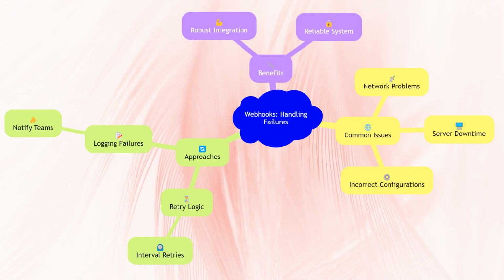Despite their benefits, webhooks can sometimes fail due to network issues, server downtime, or incorrect configurations. It's important to implement mechanisms to handle such failures gracefully. One approach is to use retry logic, where the source system retries the webhook request after a certain interval if the initial attempt fails. Another approach is to log the failures and notify the relevant teams so that they can investigate and resolve the issue. Proper error handling ensures that your integration remains robust and reliable, even in the face of occasional failures.